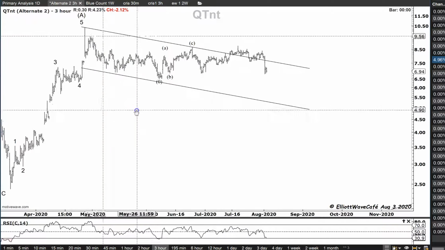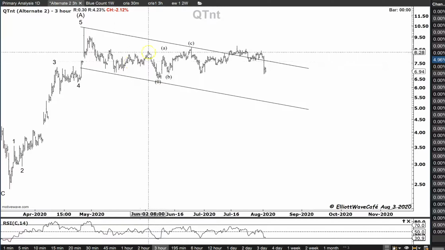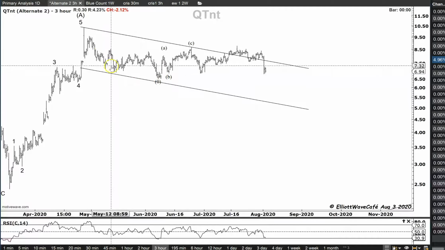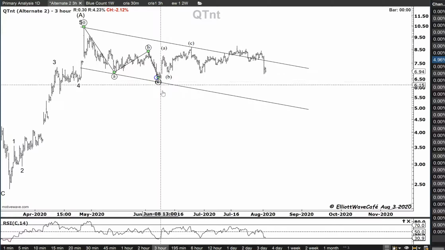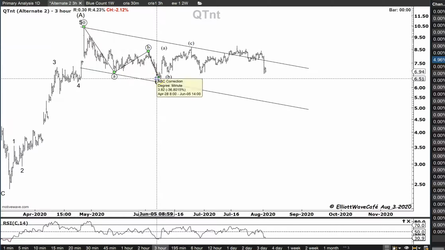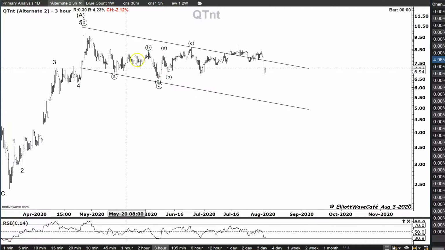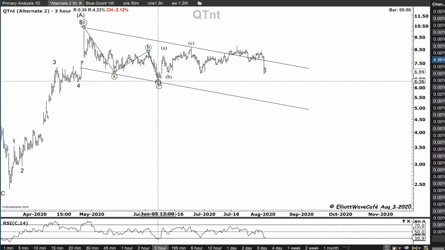So the way I look at this, I see this as a corrective move in here. This is pretty impulsive to the downside, so I'm looking at this as being another A, B, C. So I'm going to do that. I'm going to go here in an A, go up in B, and then go up in a C. Okay, so now what is this? Since I have an ABC decline into these levels, we just kind of go back.